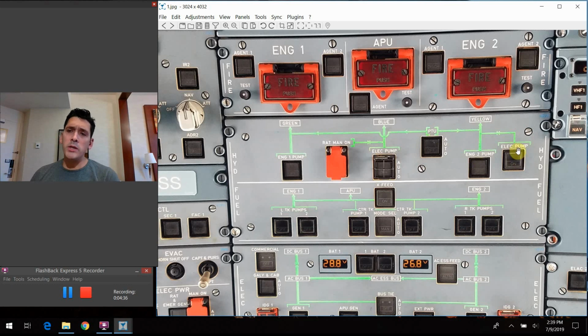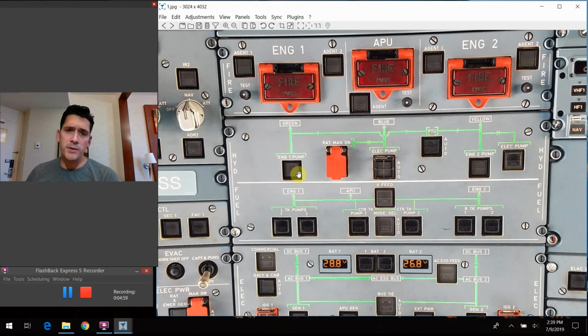And right off the bat, most of these buttons on the panel here, they never get touched in the day-to-day operation. The only one that we manipulate on a regular basis is the yellow electric pump switch here, and we only use this when we're single engine taxiing. So as we step through this, we'll talk a little bit about why that is. But just to move from the left to the right, starting with the green system here, we have this engine 1 pump switch.